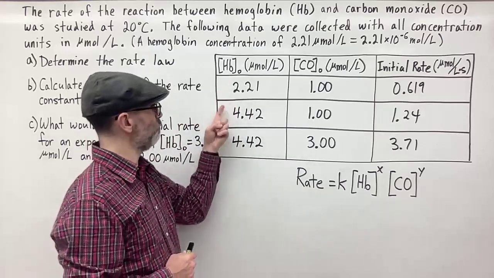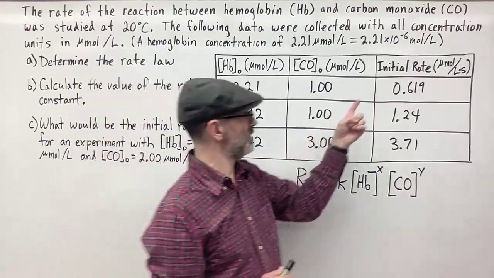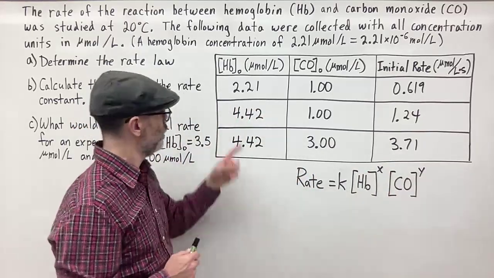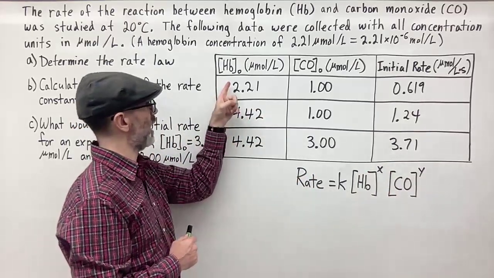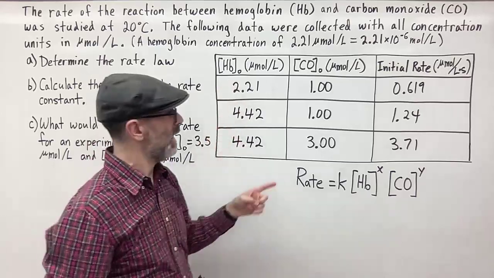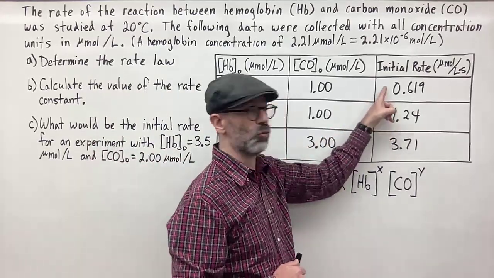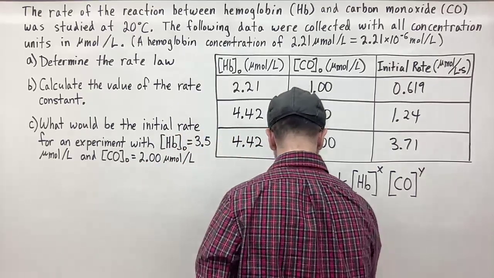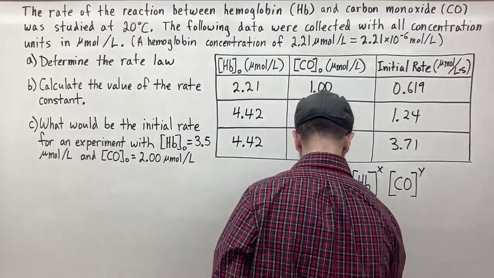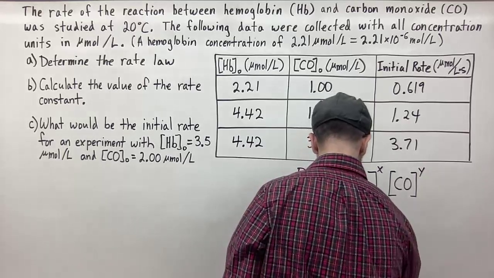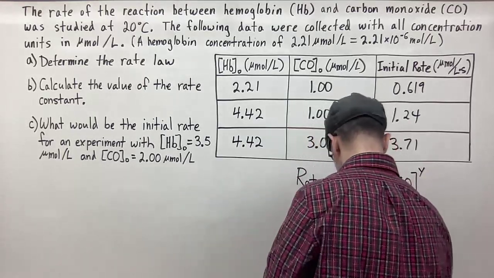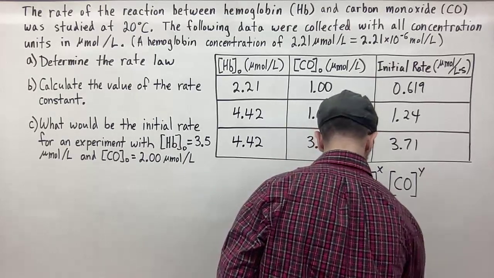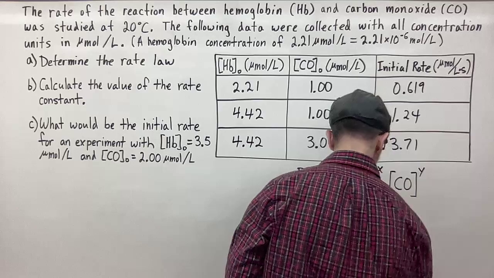So whatever factor you see here, if this is double and this changes by the same factor, that's first order, and that's exactly what we see here. So I'm doubling between this one and this one. I double the hemoglobin concentration, and you'll notice that the initial rate doubles as well. Therefore, it's first order. So I can write that down as rate is equal to K times HB to the 1 power.